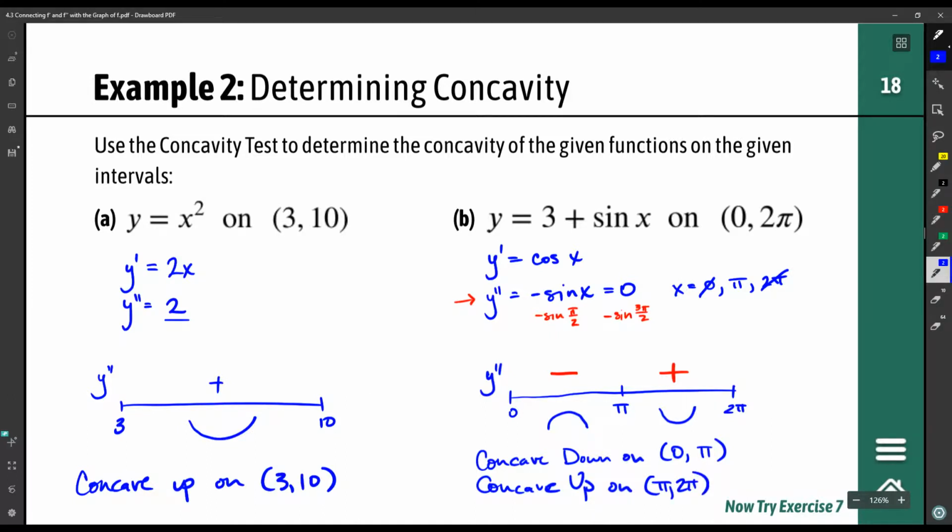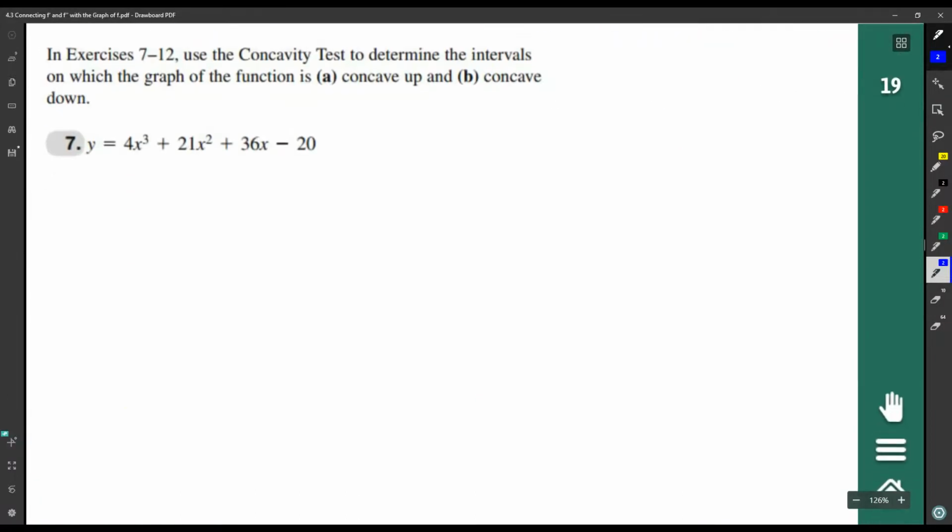Next, we want to try exercise 7 from your textbook. It goes like this. Same directions, use the concavity test to determine the intervals on which the graph of this function is concave up and concave down. So when we think concavity, we think second derivative. So the first derivative, y prime, is going to be 12x squared plus 42x plus 36. Y double prime will now be 24x plus 42.